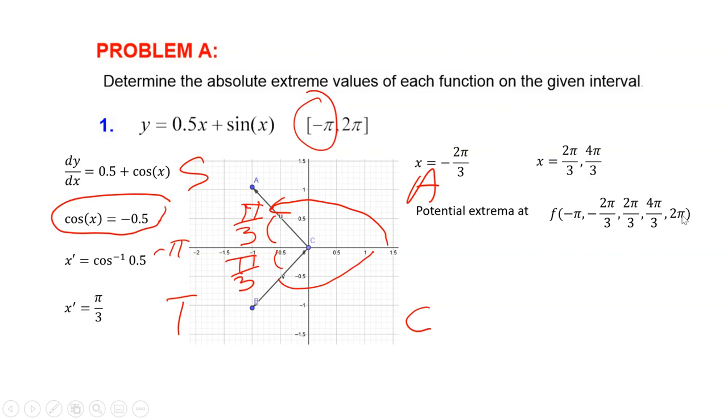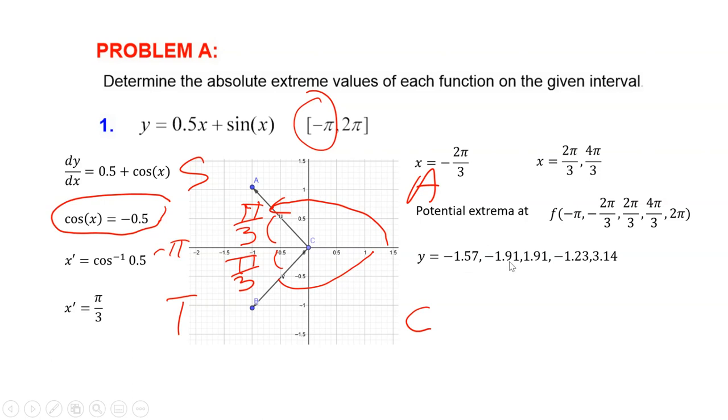Please remember that when we were doing this before, this is how we did it. We found where the, well, I guess you could call them critical numbers now that we've done critical numbers, where the critical numbers are, and we also have to evaluate the function at the two ends. Minus pi and 2 pi are the two ends of the domain. So we have to actually evaluate all of these. And this is what it works out to be.